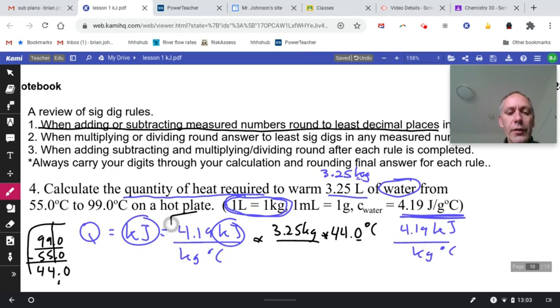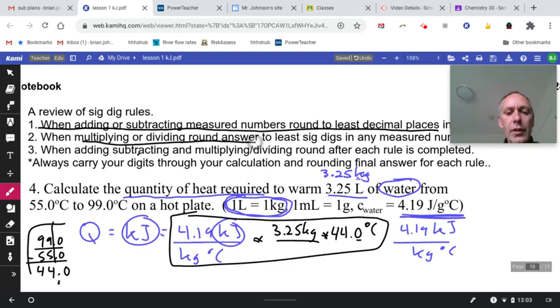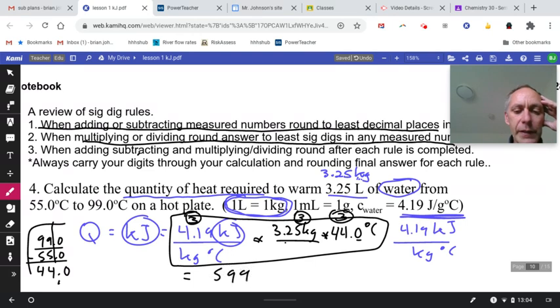And now for this whole thing, we're using the multiplication division rule, which is least sig digs in any measured number. So we've got 3, 3, and 3. So our final answer will have 3. So multiply those together, and you get 599.17 kilojoules.